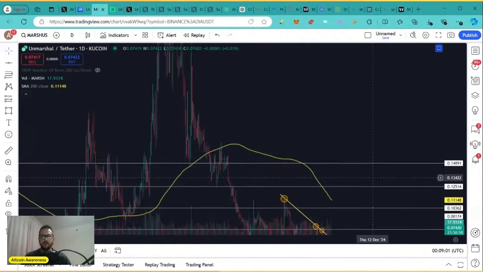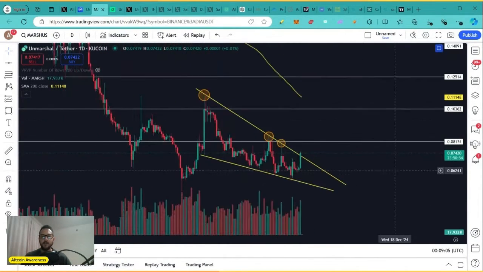Now, if we zoom in even more, we see that MARSH recently pulled a nice move all the way up here to this level of 0.11. And since then, people took profits and it has been trading down, forming this falling wedge pattern. This is a bullish pattern. It has a 70 to 75% chance of breaking to the upside.